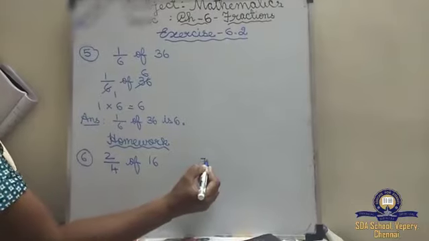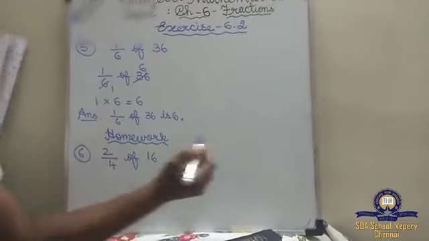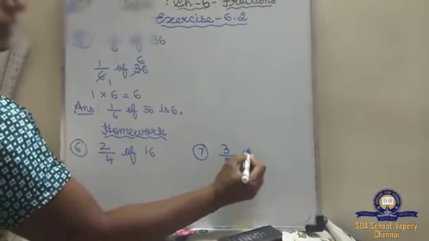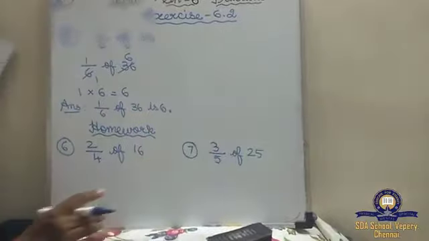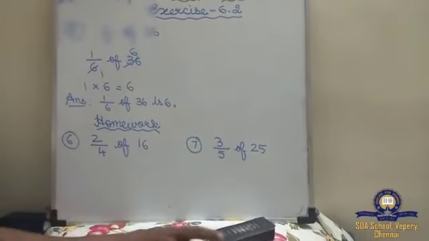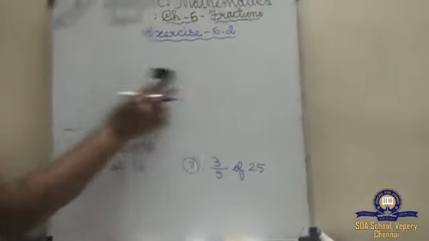And the seventh sum, two sums homework, children. But you have to do one below another. So 3 by 5 of 25. Okay, children. These two sums homework all should have completed. Okay. We'll see the B1.